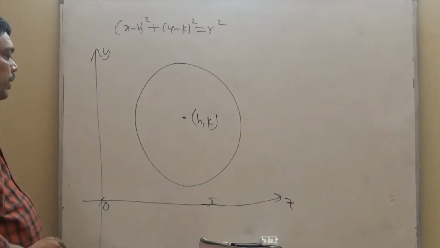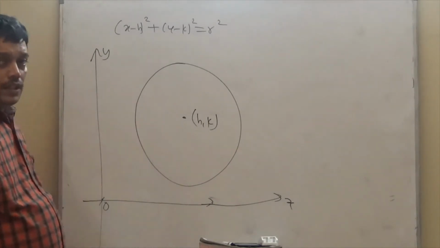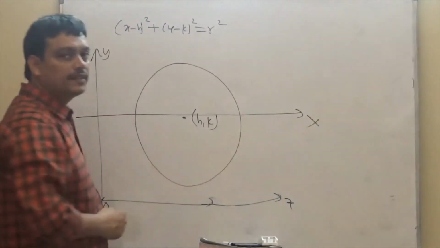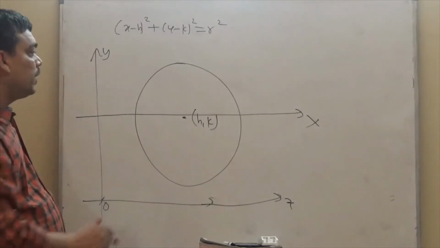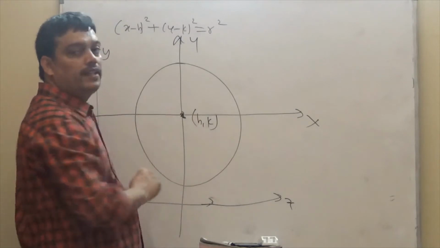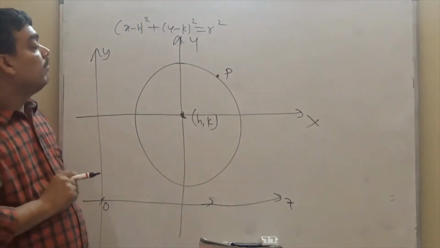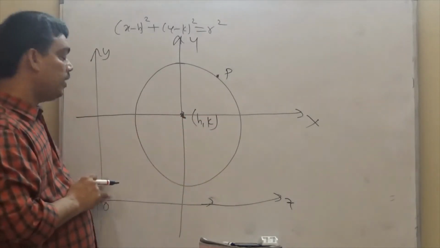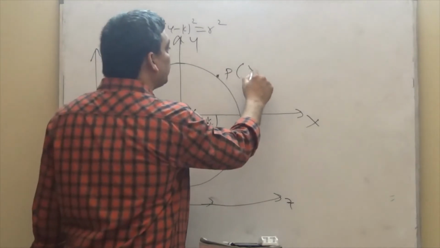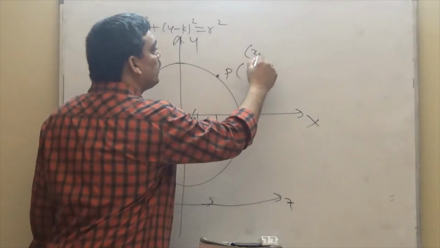So what we need to do here is shift the origin from 0 comma 0 to this point. As a result, we get a new x axis parallel to the old one, and a new y axis parallel to the old y axis. Let me draw the new x and y axes, and now choose a point P on this circle, for which we can write two types of coordinates: one with reference to the old system, and one with reference to the new system. Let me assume that the coordinates of P are capital X comma Y with reference to the new system, and small x comma y with reference to the old system.